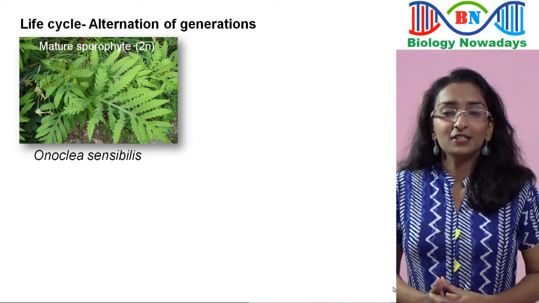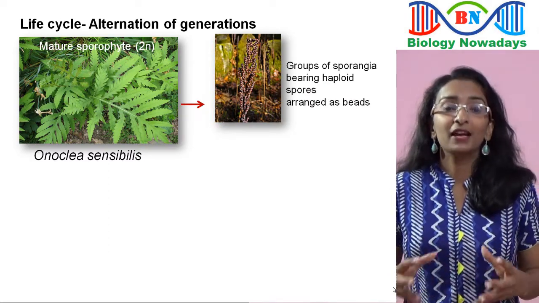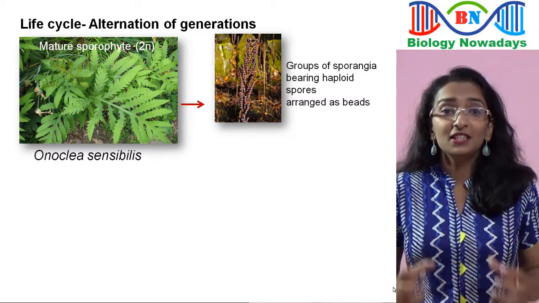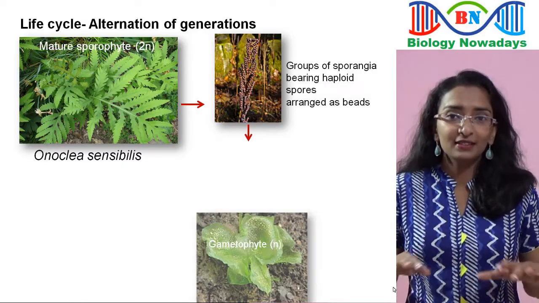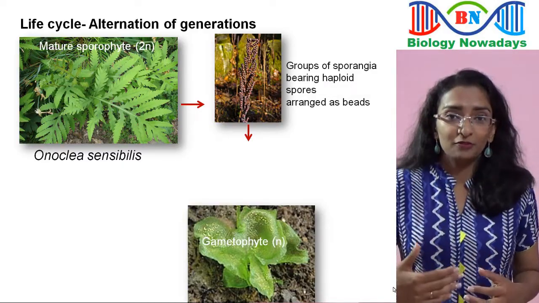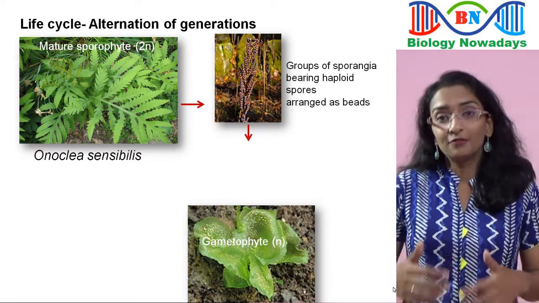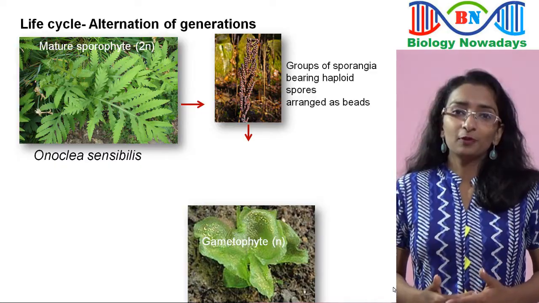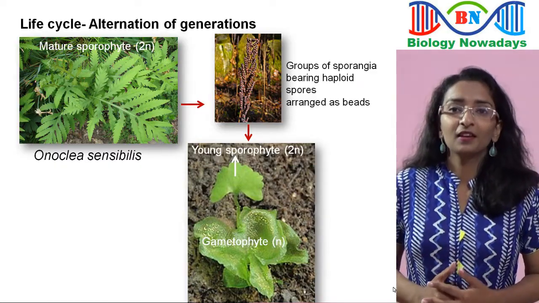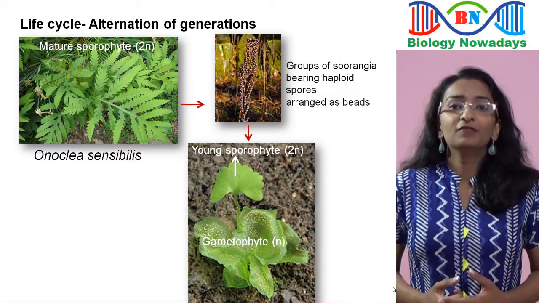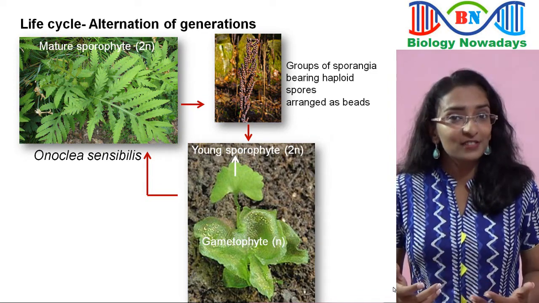The diploid sporophyte will produce bead-like structures containing groups of sporangia bearing haploid spores. Each haploid spore will germinate into a haploid gametophyte, which is a flat thallus. From this gametophyte, a zygote is produced by the fusion of gametes. And from the zygote, a young diploid sporophyte is produced, which you can see as a small leaf-like structure in this picture. The young sporophyte will grow into a mature sporophyte and the life cycle, the alternation of generations, continues.